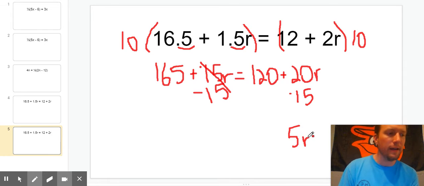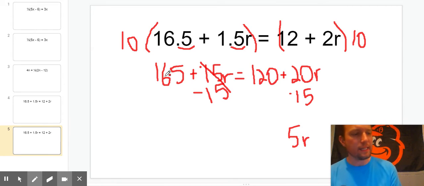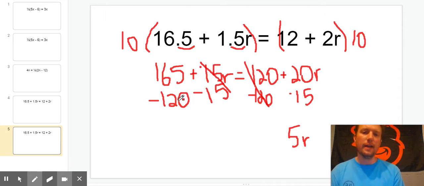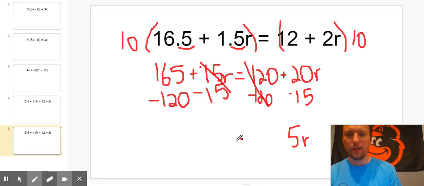Now I'm looking over here, and I see 120, and I see 65. So what I'm going to do is I'm going to subtract 120 from this side, the inverse operation. 120 minus 120 cancels each other out, and you're left with 0. On this side, I have 165 minus 120. Now they're larger numbers, but the math might be a little bit easier. And that's going to give me 45. So I'm left with 45 equals 5r.